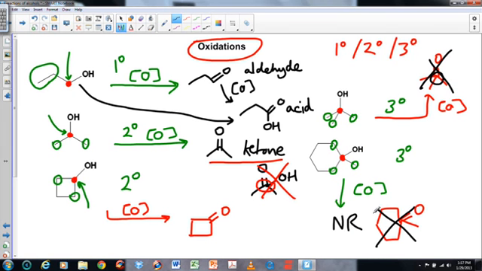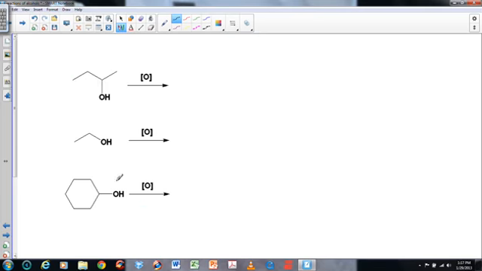There's always no reaction. So primary alcohols will give you an aldehyde all the way through a carboxylic acid. Secondary alcohols will always give you a ketone. Tertiary alcohols will always give you nothing. So it's important to be able to recognize the type of alcohol that you have. So in order to illustrate that, let's just run through 3 sample oxidation reactions. The first thing you've got to do is recognize, do I have a primary, secondary, or tertiary alcohol?